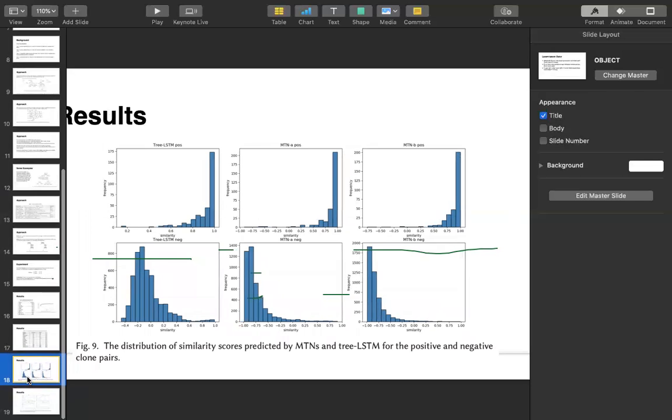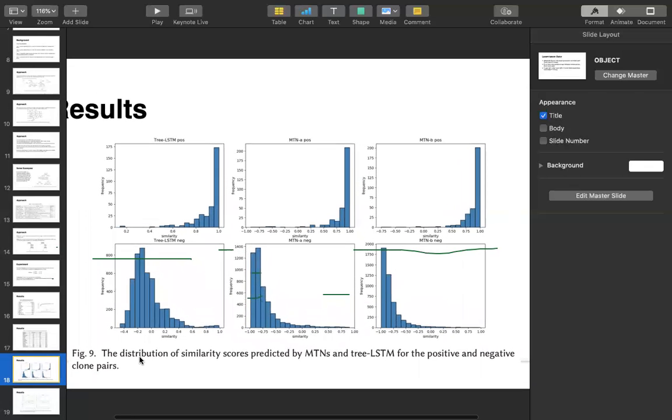What do you mean? I didn't get it. The accuracy, the frequency. So the x-axis is the similarity, and the first row is showing the positive, which is the similar code. So they are all looking at the similar code. Okay, so it means that the MTNB is supposed to be the best. Yeah. Okay, I get the point.